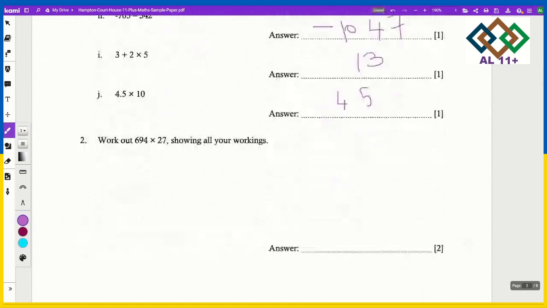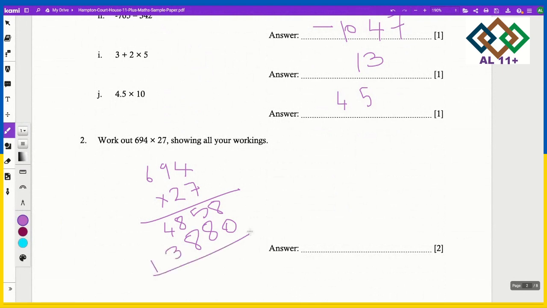Then you have 694 multiplied by 27. You need to know your long multiplication for this one. So that is 4858. Don't forget to put your 0 after that. This is something everybody forgets. Then it is 8831. And then in the end, you just need to add it up, and what you will get is 18738.